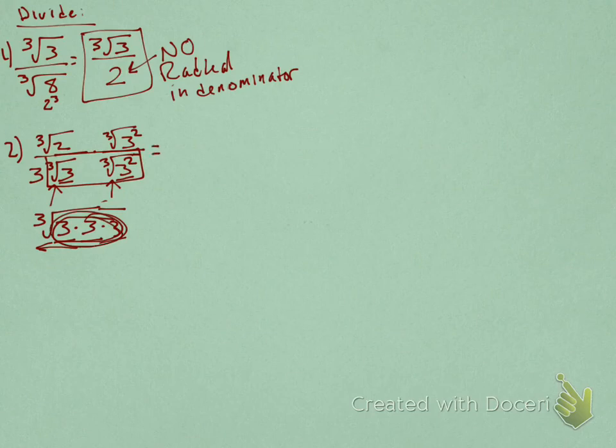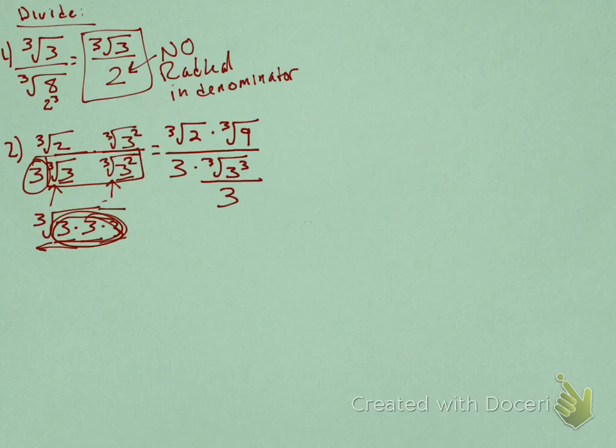So let me show you what this turns into. In the top, let me just rewrite it. I'm going to do the cube root of 2 times the cube root of 3 squared, which is 9. In the denominator, I have this 3 in the front times the cube root of 3 cubed. And this is what you want to see because the cube root of 3 cubed is the number 3. So the denominator is 3 times this 3. The bottom number is 9 now.